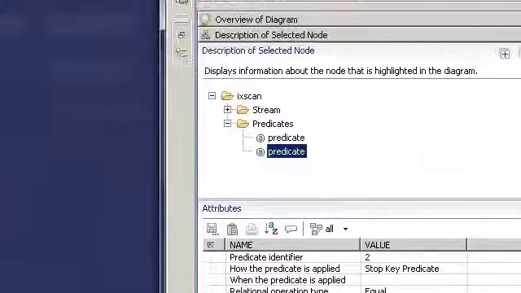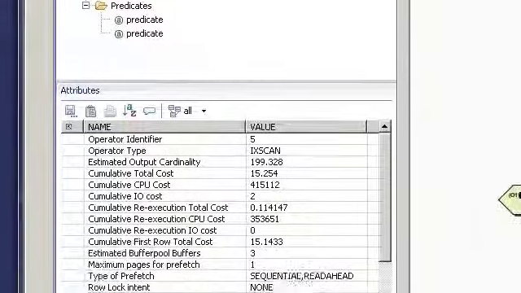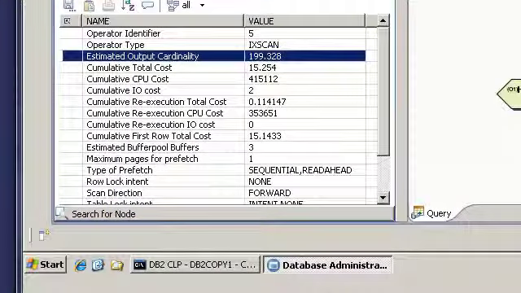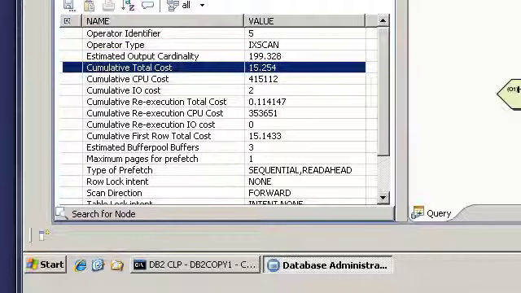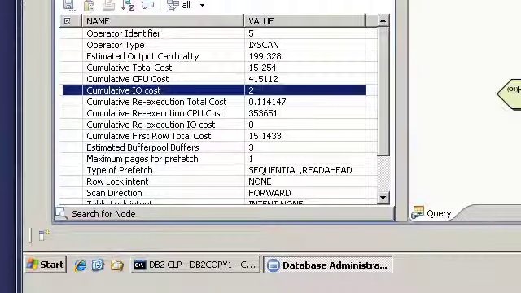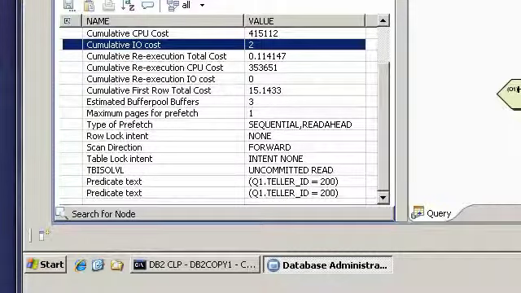When we look at the costs of the index scan, we have roughly the same estimated cardinality, 199, so just under 200. We can see the total cost of 15, the I/O cost of 2. So now, instead of 500 pages being read as part of the index scan, it's estimating 2. We can look at the other characteristics of the index.